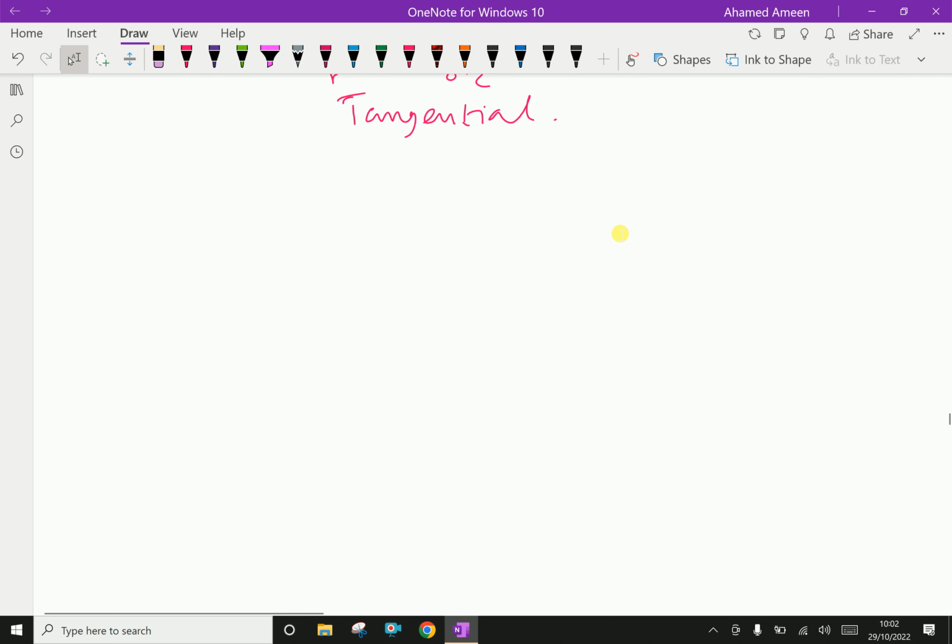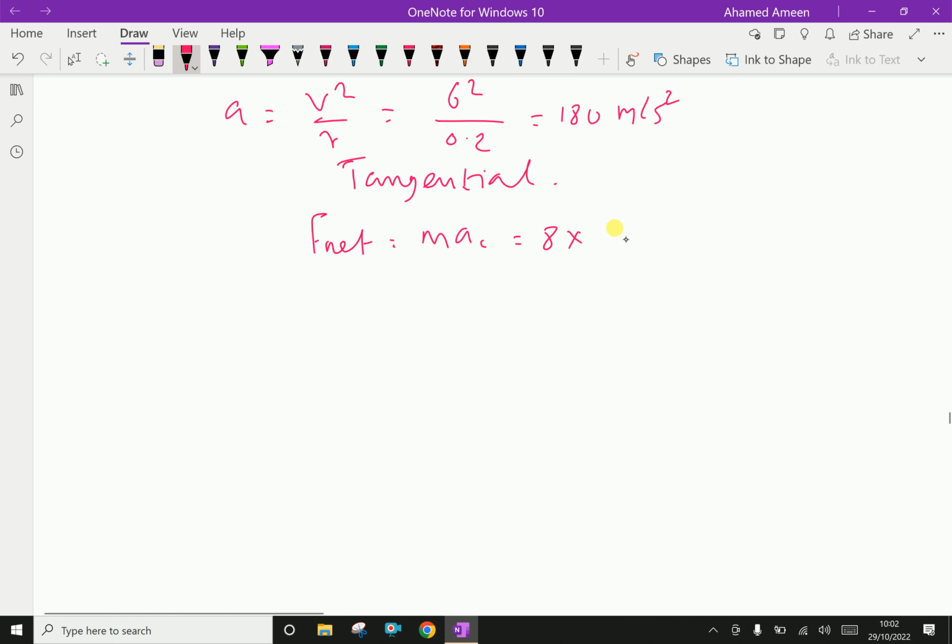Net force, that is F net, equal to mass into acceleration. Mass is 8 kg into acceleration is 180, which is equal to 1440 Newton. That net force is this much.